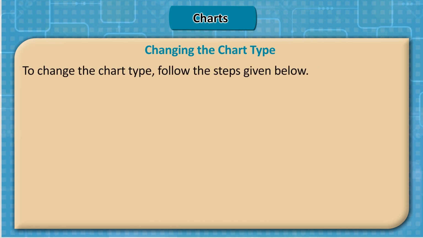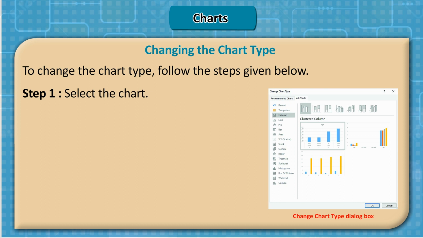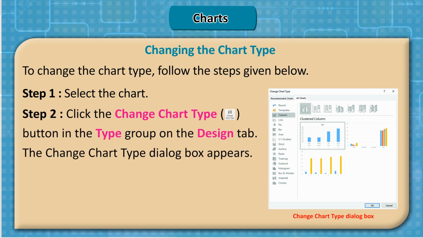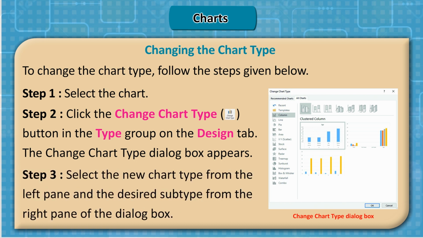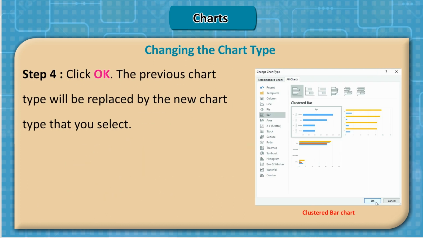Changing the chart type. To change the chart type, follow the steps given below. Step 1. Select the chart. Step 2. Click the Change Chart Type button in the Type group on the Design tab. The Change Chart Type dialog box appears. Step 3. Select the new chart type from the left pane and the desired subtype from the right pane of the dialog box. Step 4. Click OK. The previous chart type will be replaced by the new chart type that you select.